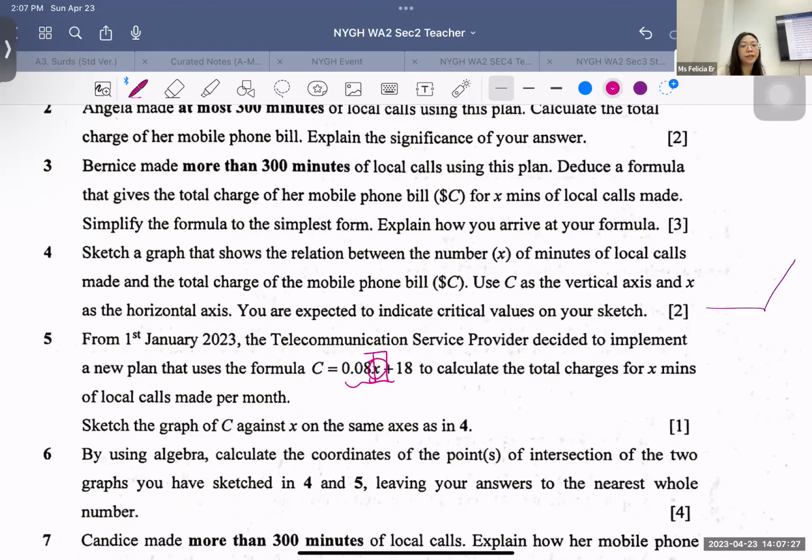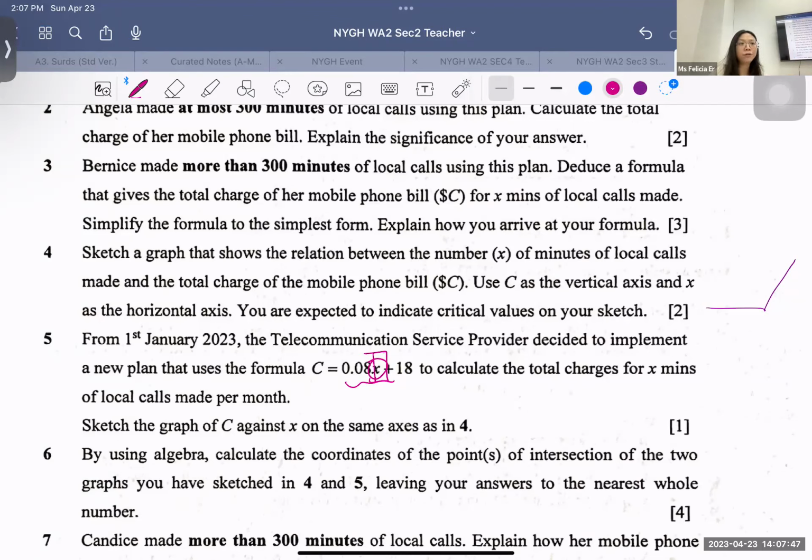The previous question had a horizontal line situation because there was that before 300 minutes and after 300 minutes scenario going on. Here there isn't. Here you're paying by the minute from the beginning. The previous scenario was the 2022 scenario. This one is the 2023 scenario, okay?